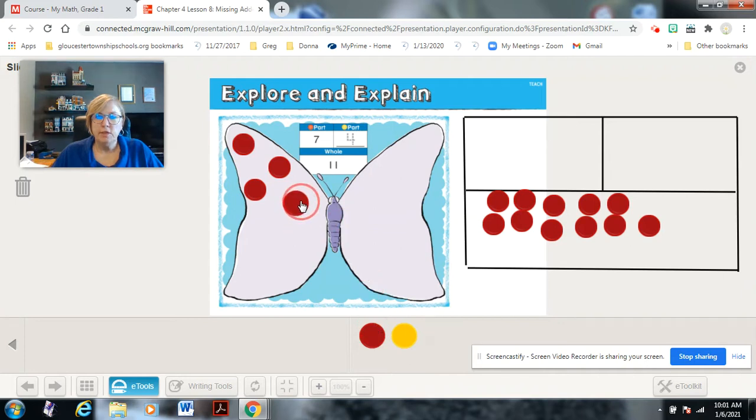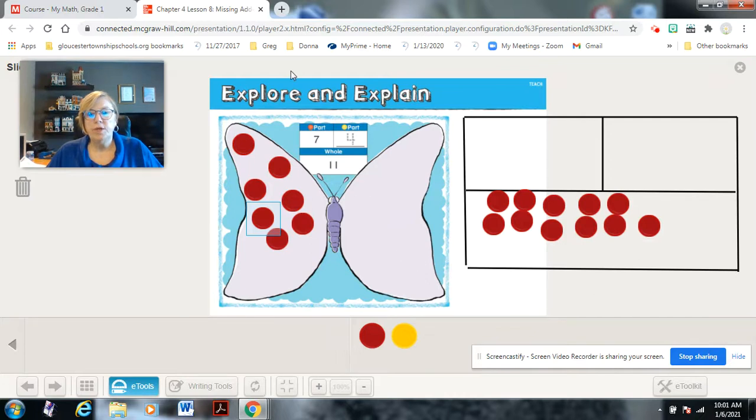Okay, so there's 4, 5, 6, 7. So I would like you to trace, oh, there we go again, there's that wonky thing, it doesn't want me to move it, there we go. All right, so I would like you to trace your 7 spots on the left wing of the butterfly. If you need to, pause the video now and do that and come back when you're done.